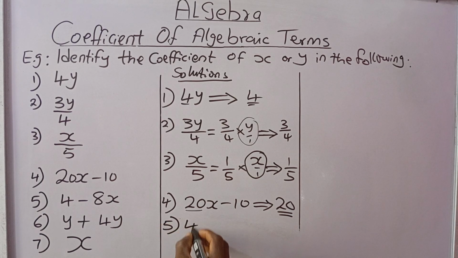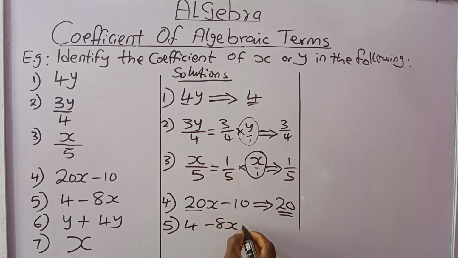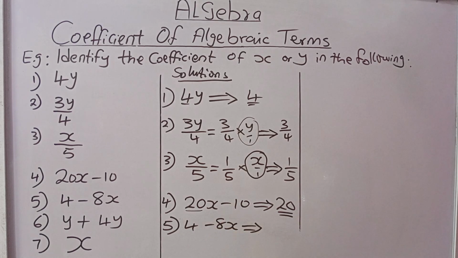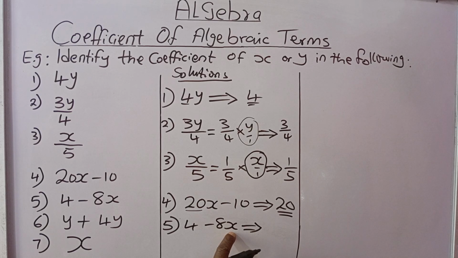Number 5, we have 4 minus 8x. What is the coefficient of x in this particular example? The coefficient of x here will be the number that is attached to x by multiplication as a product. This 4 has no x in it. So therefore, we are concentrating on the number that x is attached to. And that number is what? Can you guess? I know somebody may have said 8. This is not 8. This is minus 8.